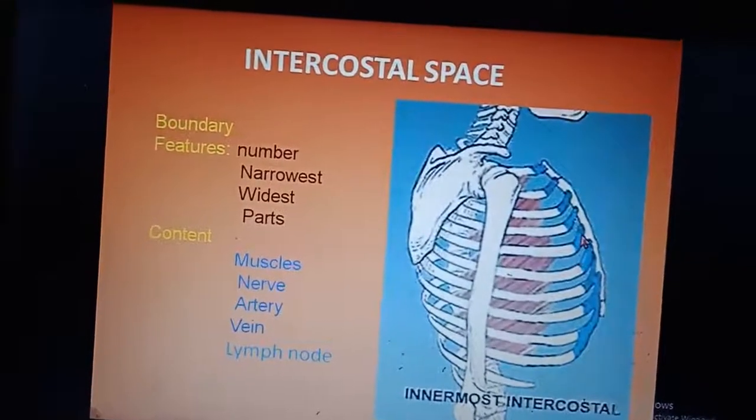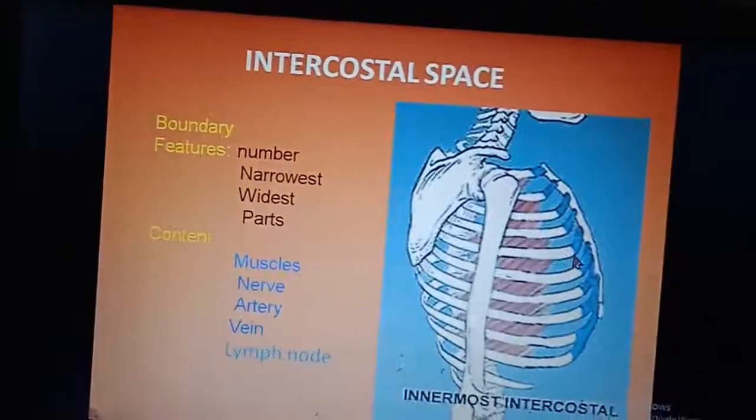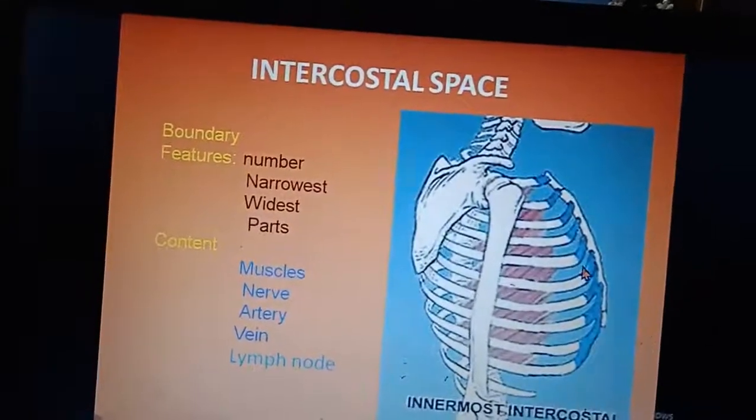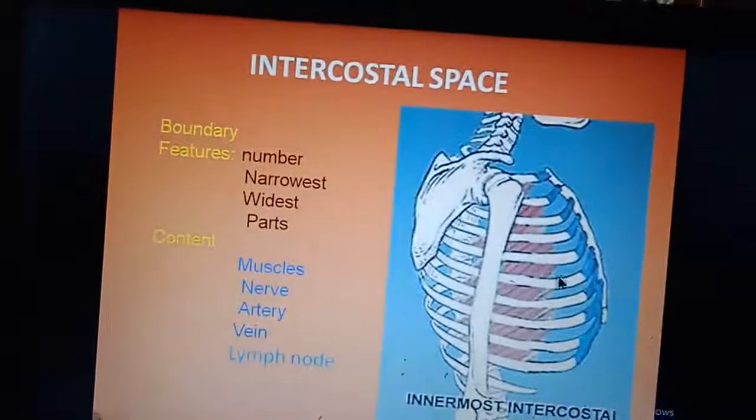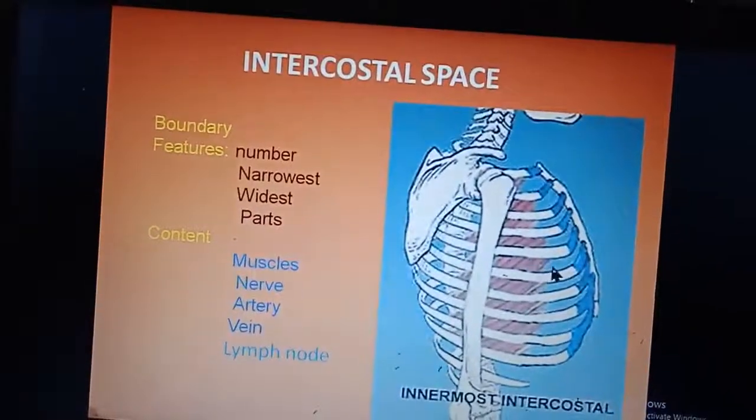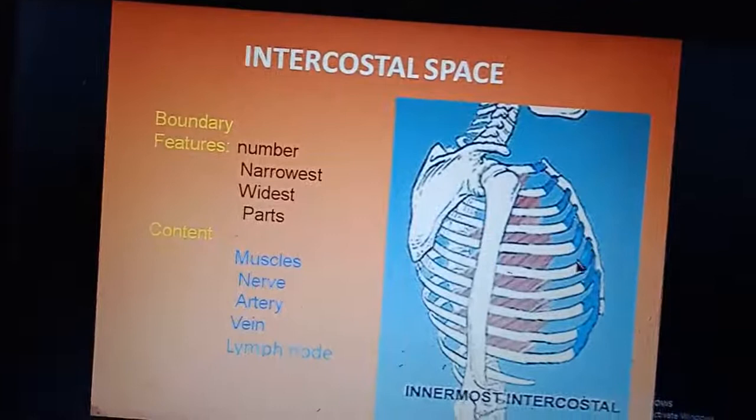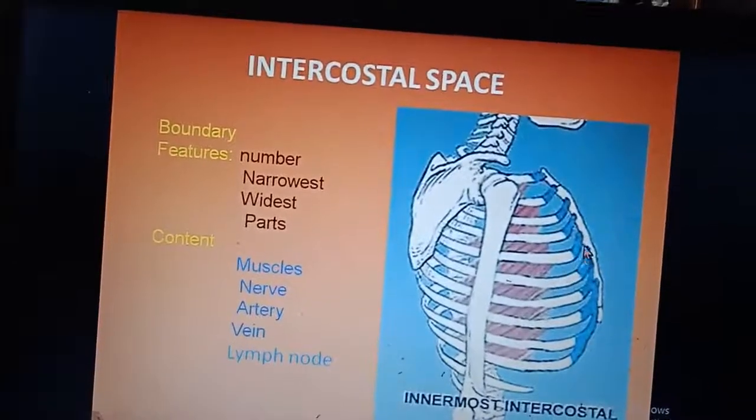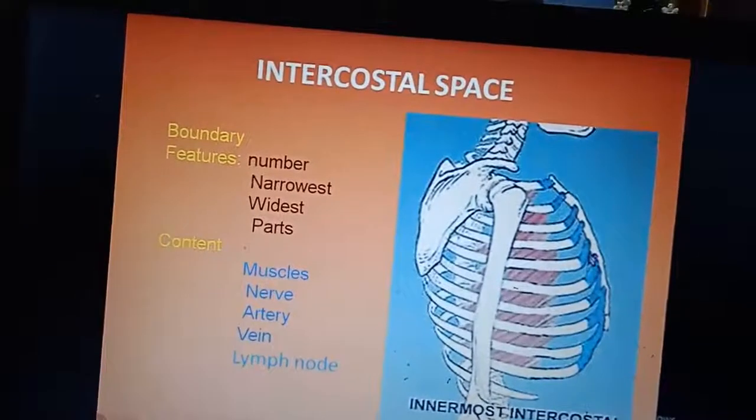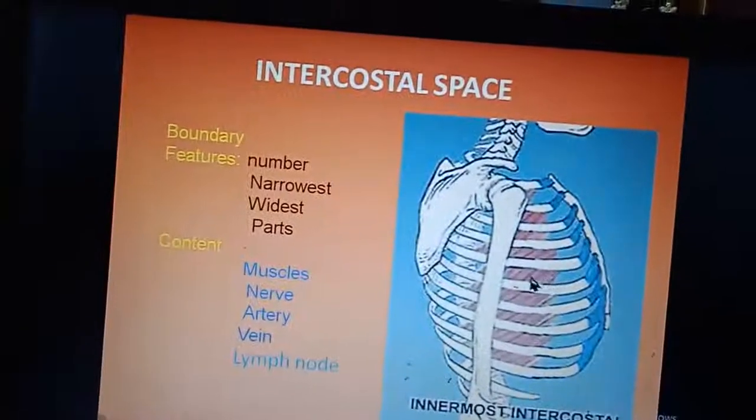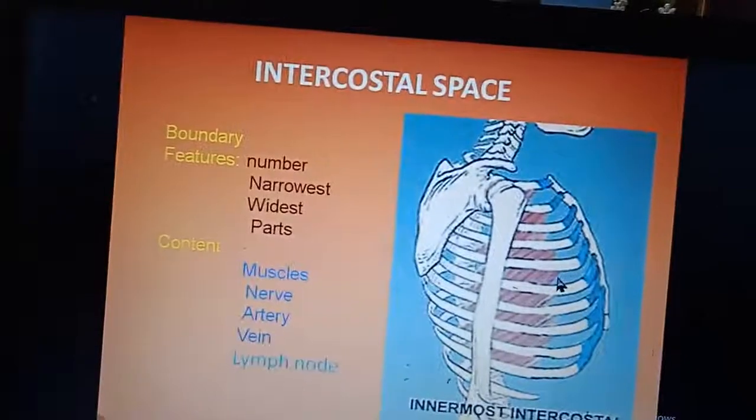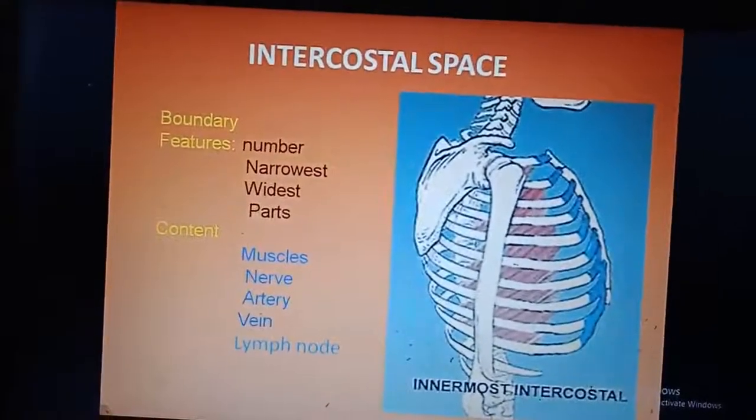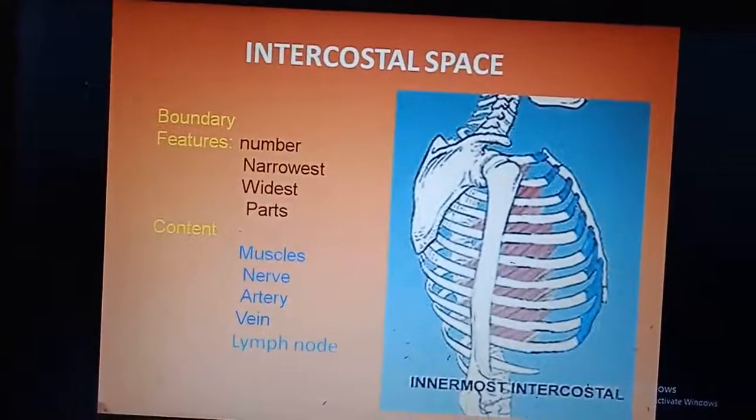Here is the costal cartilage and these are the ribs. So this is the costochondral junction, and at this side the spaces are widest. And parts: the intercostal space is divided into an interchondral part and an interosseous part, because in between the costal cartilages is the interchondral part, and in between the ribs is the interosseous part. Osseous means bone. Now coming to content, it has muscle, nerve, artery, vein and lymph node.